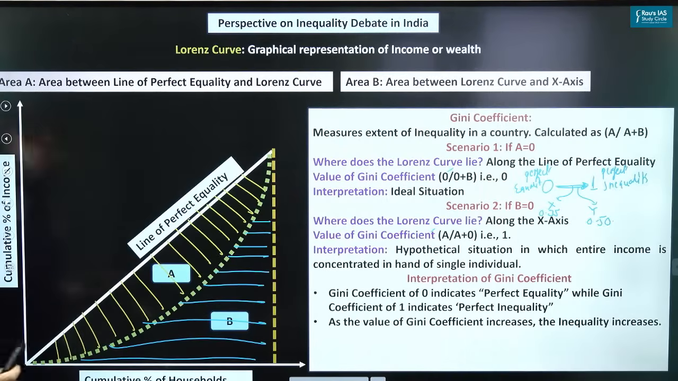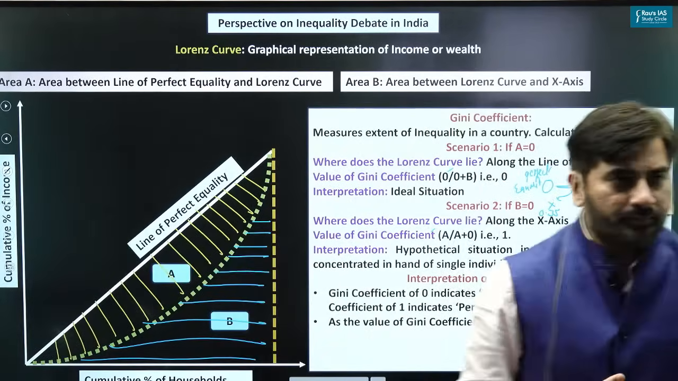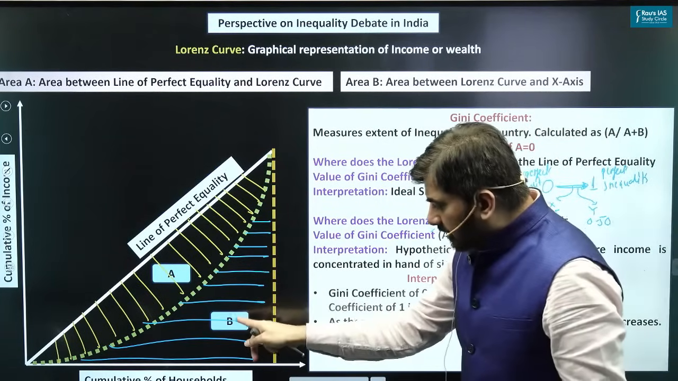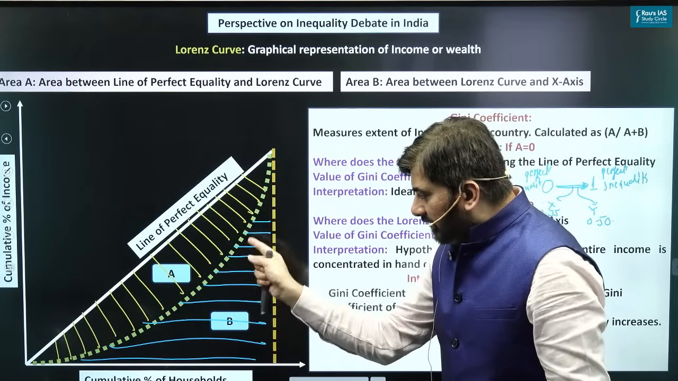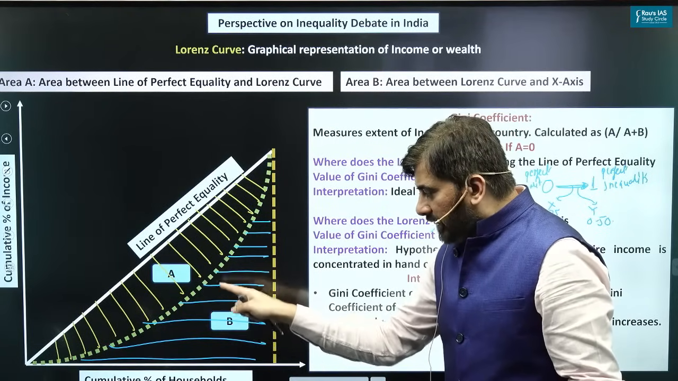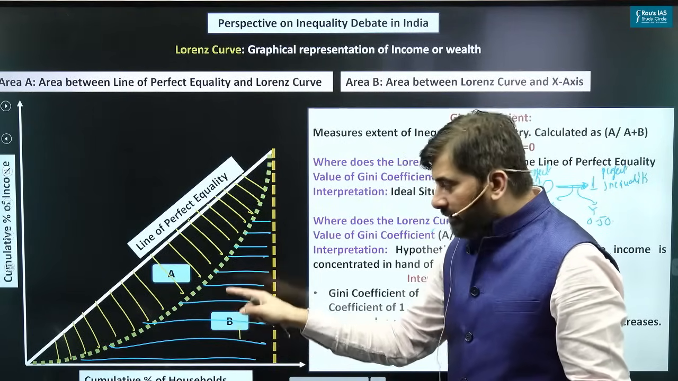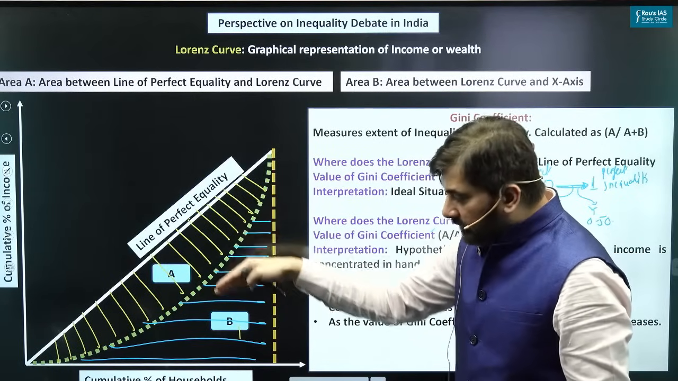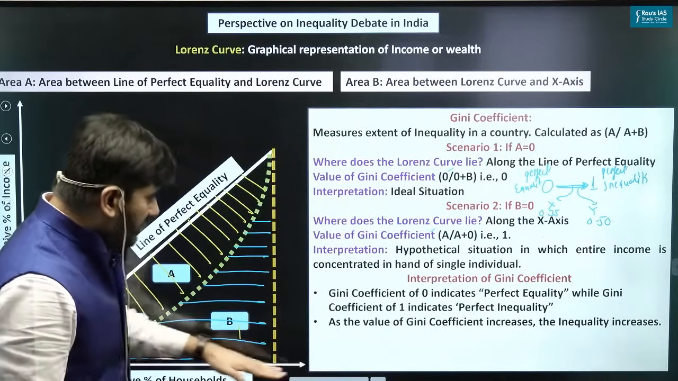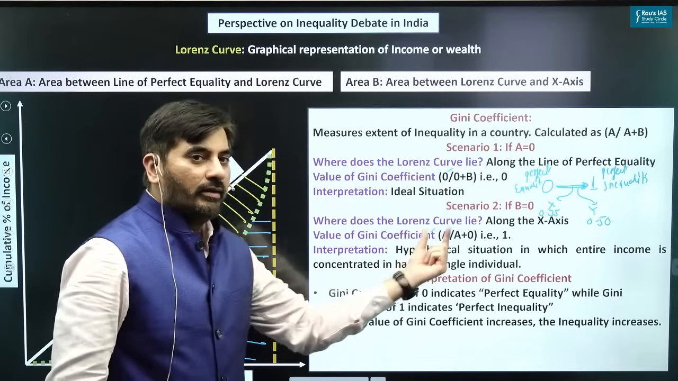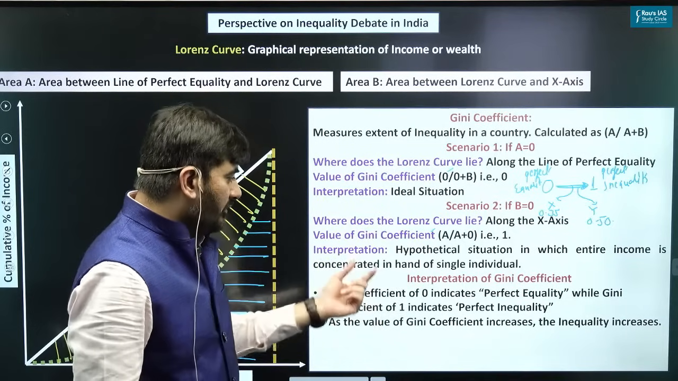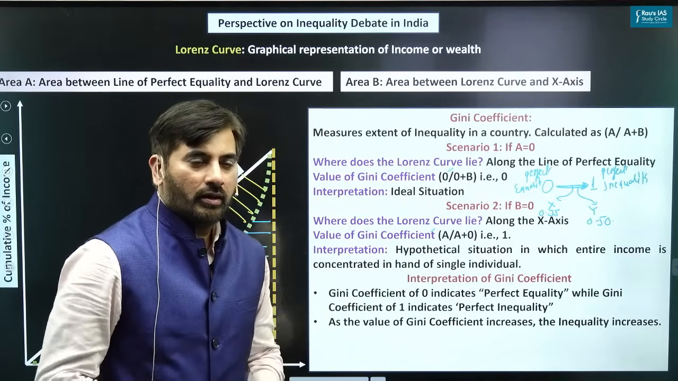Sakshi, with respect to your point, that is scenario 2, which you are asking. Scenario 2, I'm saying if B is equal to 0, it means this area between the Lorenz curve and x-axis is equal to 0. If this area between Lorenz curve and x-axis is equal to 0, it means where is this Lorenz curve lying? This Lorenz curve is lying along the x-axis, right? So if Lorenz curve is lying along the x-axis, it means it's a country where there is perfect inequality. We are simply saying that entire income is concentrated in the hands of a single individual. Clear, Sakshi?